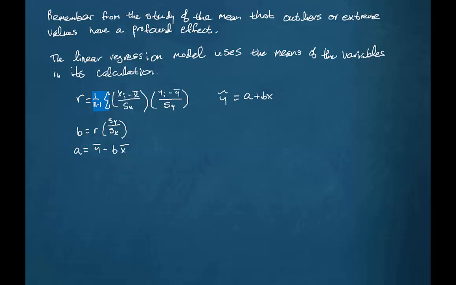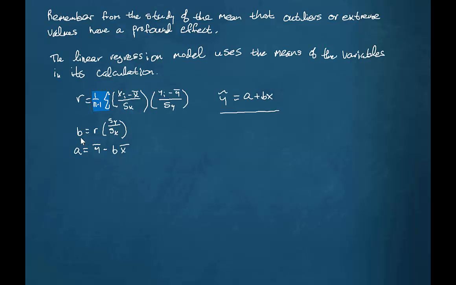Recall from our study of the mean that the mean is sensitive to outliers or extreme values. Let's also note that the linear regression model uses the means of the variables in its calculation. The linear regression model has this form y hat equals a plus bx, where a is calculated by the mean of the y values minus b times the mean of the x values. So we have means here.